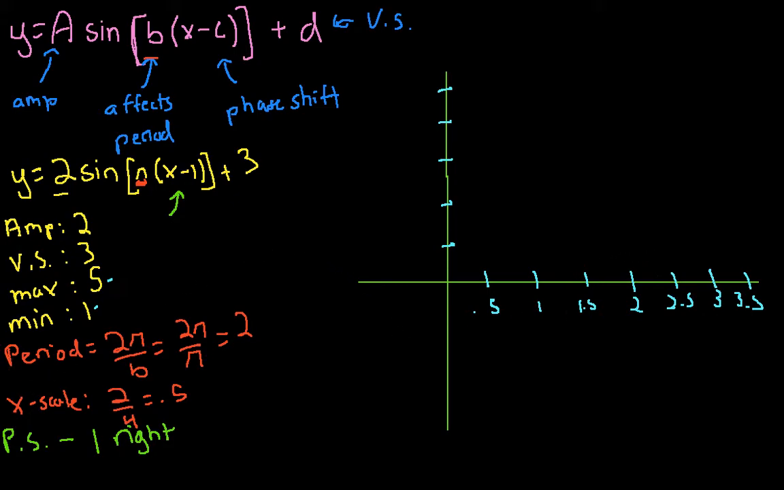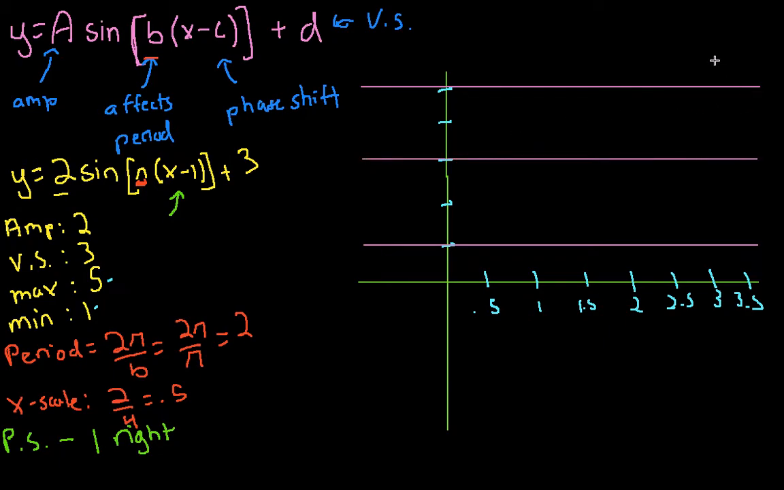Next thing I need to do is draw my lines. Well, these lines are going to be drawn at the max, which is 5. I'll draw them in this pink color. So that would be one line. The minimum, which is 1. And of course, my middle value, which is 3. So those are my 3 lines. Again, they're going to be dotted when you draw them. Do not draw solid lines. Your teachers will not like that. It's just convenient for me right now because of the computer.